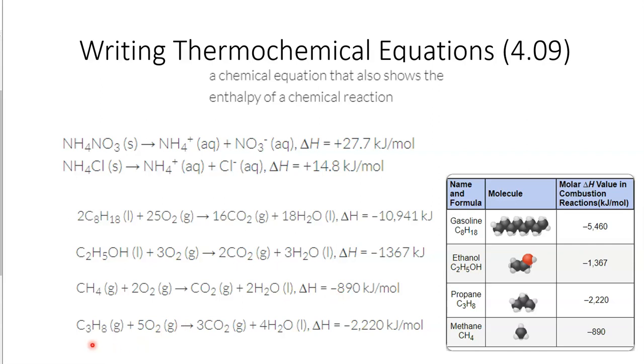And then C3H8 is propane, like in your propane tank in your gas grill, reacts with oxygen in the air to produce carbon dioxide and water. The delta H is negative 2,220 kilojoules per mole. Negative sign means that it's an exothermic reaction. Heat is released, and it is releasing 2,220 kilojoules in that reaction.